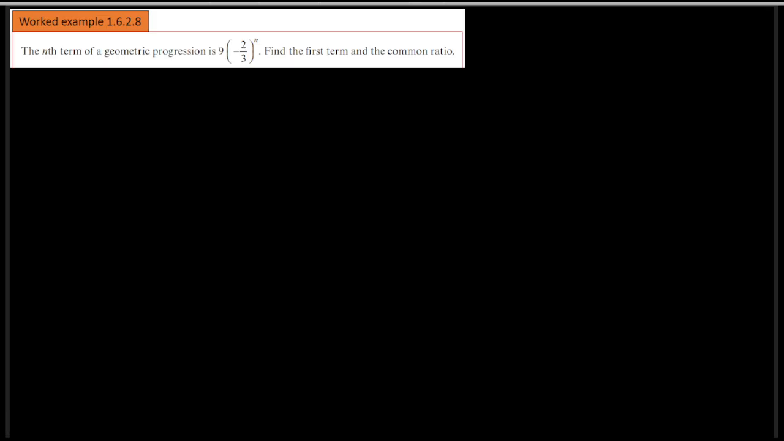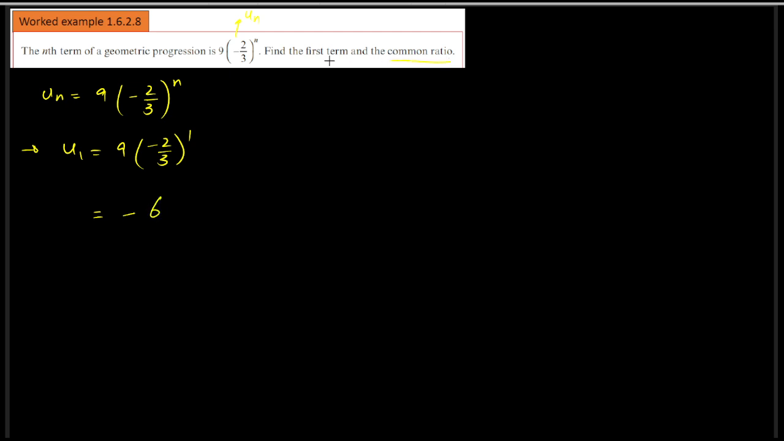Another example, well, nth term of a geometric progression is given. So we are given nth term of progression, un is equal to 9 times minus 2 over 3 raised to the power n. Find the first term. So for first term, put n is equal to 1. So u1 is equal to 9 times minus 2 over 3 raised to the power 1. Using calculator, this is equal to negative 6.